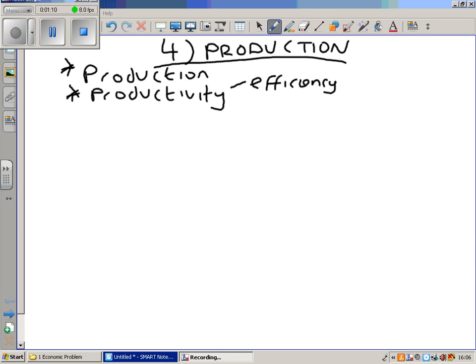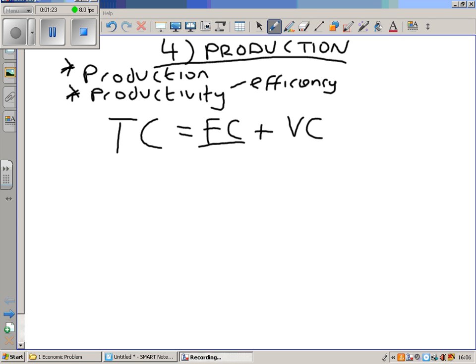Now, when a business produces things, it has to consider its total costs. These are the sum of fixed costs and variable costs. Fixed costs are costs that do not change with output. So no matter how many products a business produces, the fixed cost will remain the same. For example, a classroom, if we were renting a classroom at £100 an hour, if we had 10 people in that room or 20 people in that room, that cost remains the same.